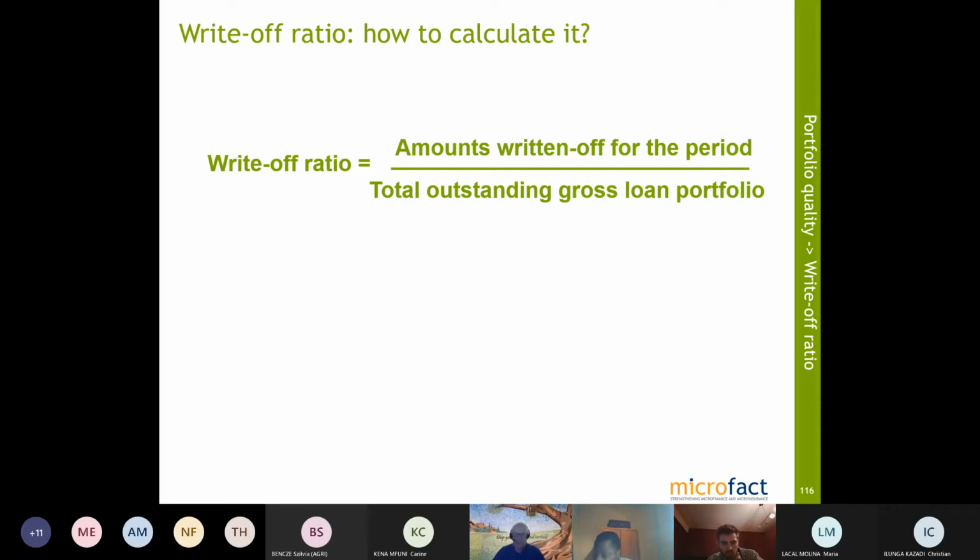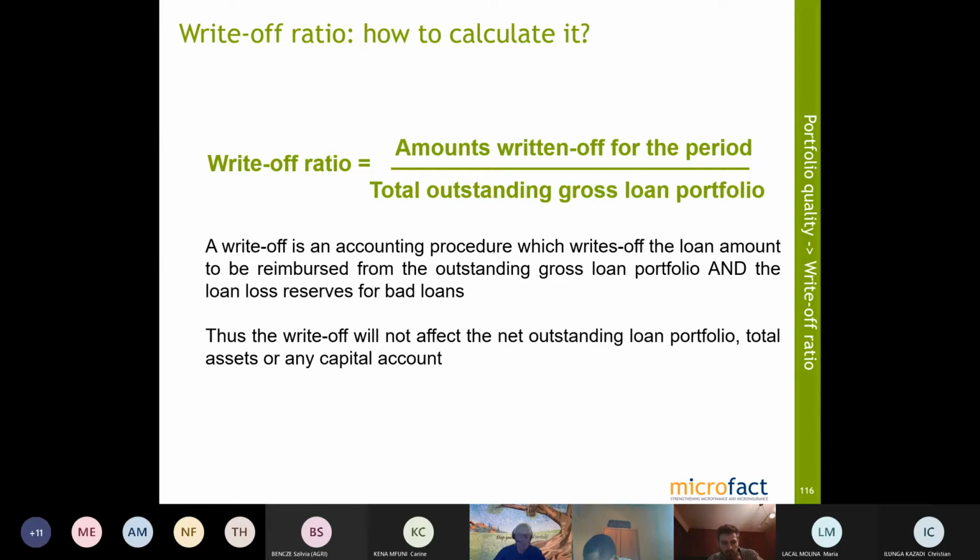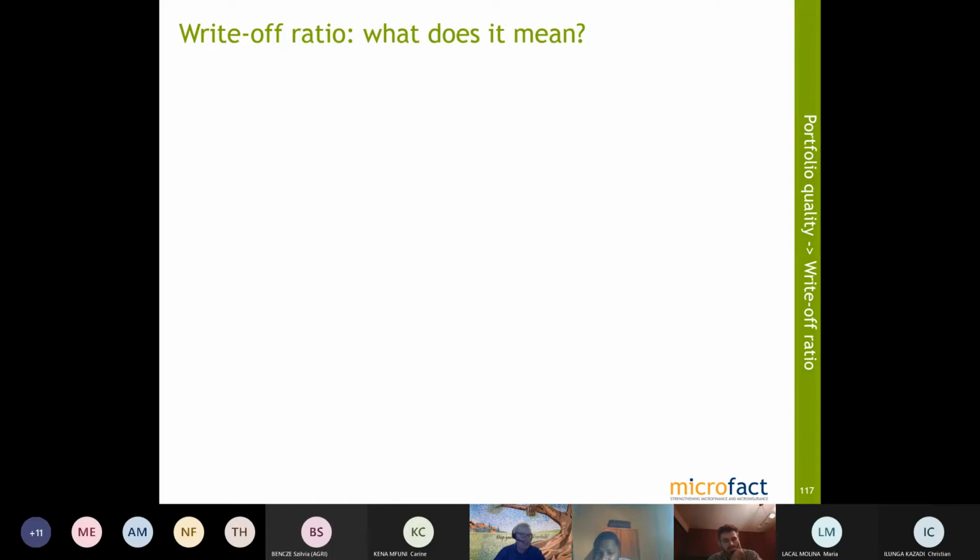Don't pay too much attention to it. This is the best definition. Keep this in mind. So it's just an accounting procedure. It will not affect the net outstanding loan portfolio, as I have shown to you. So it will not affect the total assets when you have done this exercise. It's a back office exercise, and that's it.